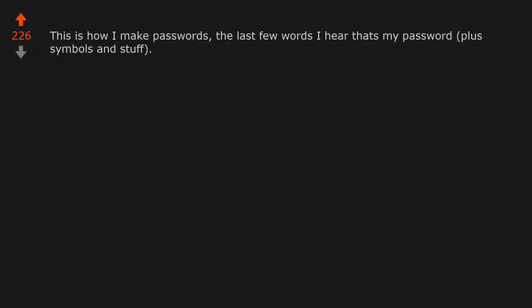This is how I make passwords. The last few words I hear, that's my password, plus symbols and stuff. That's why my password is always ER at L0$ER.